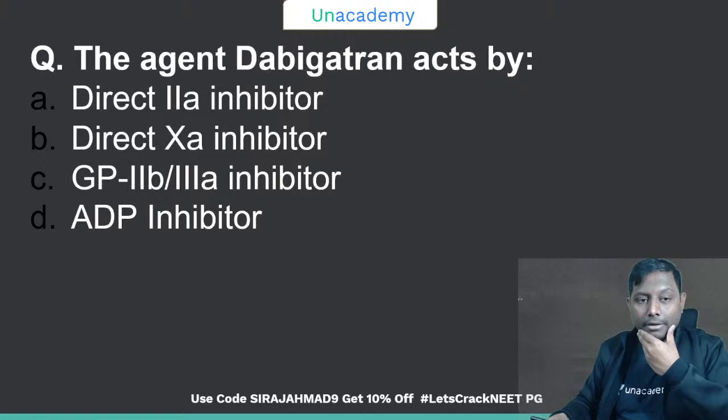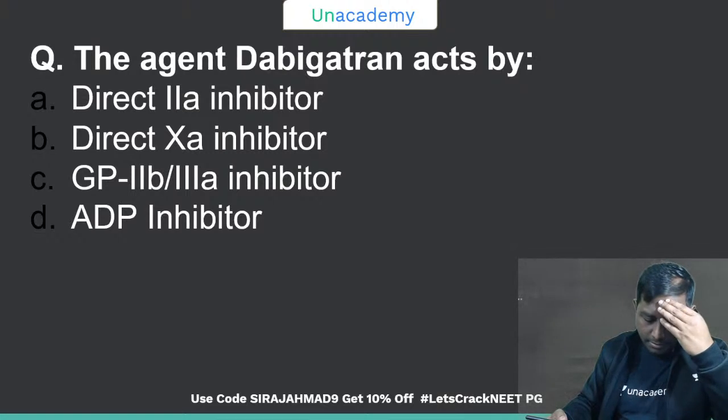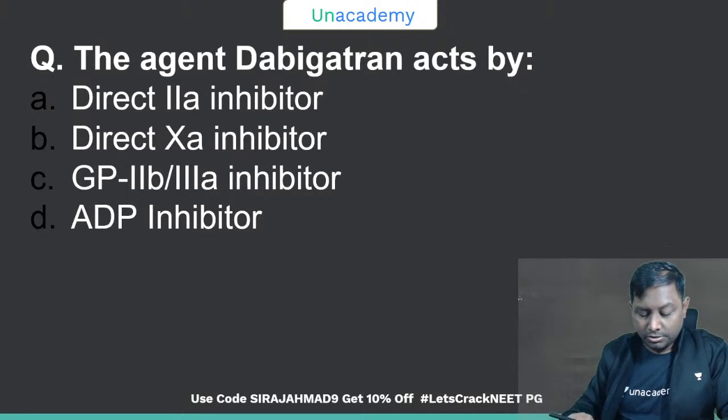Is it a direct 2A inhibitor? Direct 2A is direct thrombin inhibitor, right? 2A is thrombin. 10A inhibitor. GP2B3A inhibitor. Alright, so you guys have started. Some of you are in favor of C, others are in favor of A. So all those who are in favor of C, let's talk to them first.